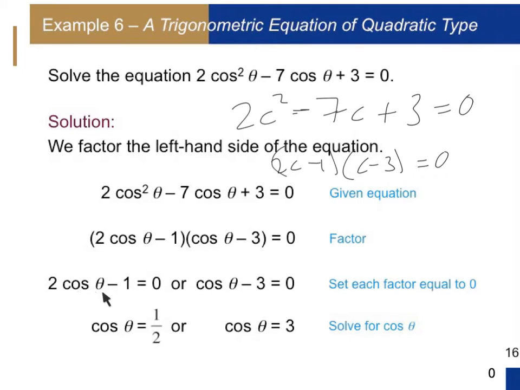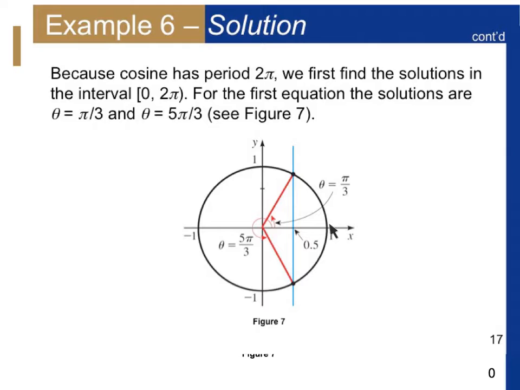2 cosine of theta minus 1 equals 0 gives us cosine of theta equals 1 half. And cosine of theta minus 3 equals 0 gives us cosine of theta equals 3. Okay, so these are the two solutions as we go around the circle where our cosine is equal to 1 half. Pi over 3, and then as we keep going forward, it's going to be 5 pi over 3, because remember, pi over 3, 1, 2, 3 pi over 3, 4, 5 pi over 3. So that gives us a cosine or an x equal to 1 half.